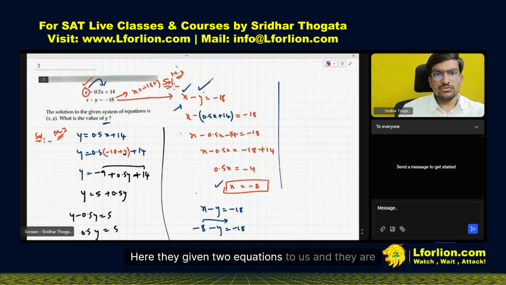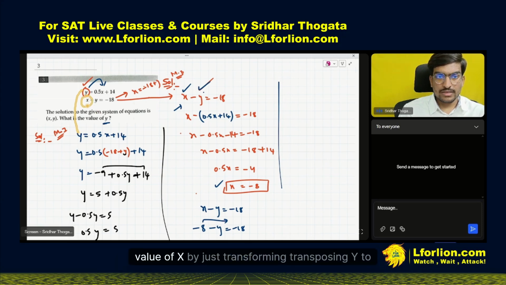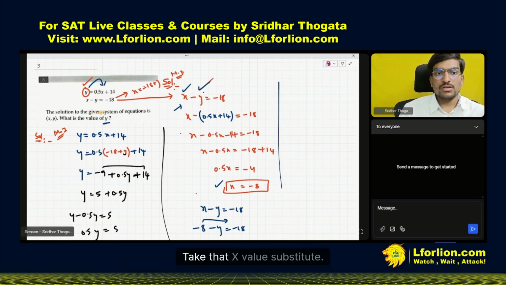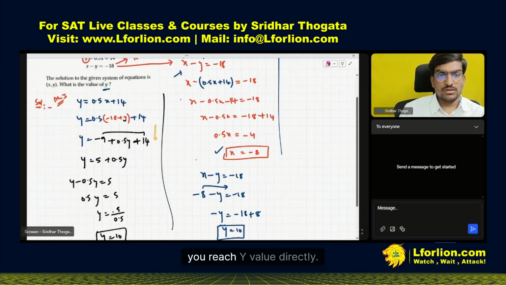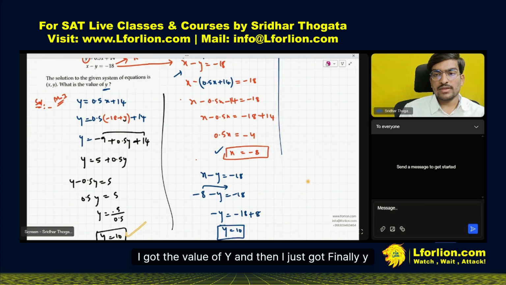Here they gave two equations to us, and they're asking us to find the value of y for the given system of equations. So take equation 1, and here you can get the value of x by transposing y to the RHS. Take that x value and substitute here. You need to find the value of y. This is the appropriate method to find the value of y, because if you substitute the x value, you get the y value directly. On doing the basic operations, you reach the y value directly. I substituted, did the basic operations, and finally got y equals 10.